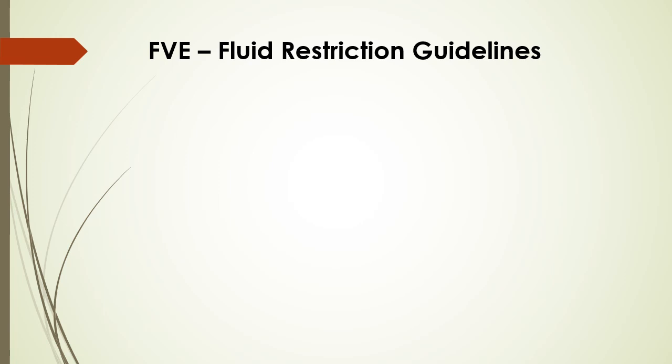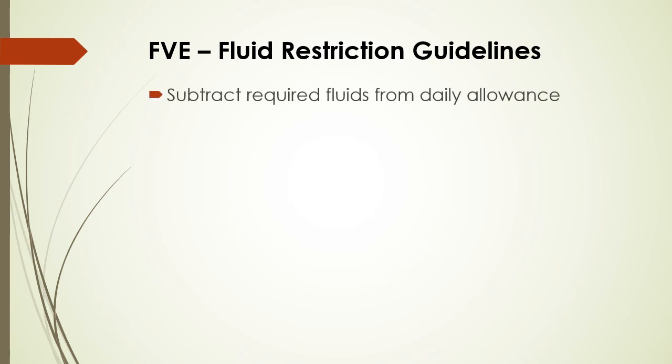Okay, fluid restriction guidelines. You need to subtract the required fluids from their daily allowance. Let's say you've got somebody that's only allowed 2 liters a day, but you're going to be giving them an antibiotic that's in 200 milliliters of normal saline. That has to be backed out of the 2 liters, or you have to clarify with the doctor, do you want this backed out, or is this on top of what I'm allowed to give them?